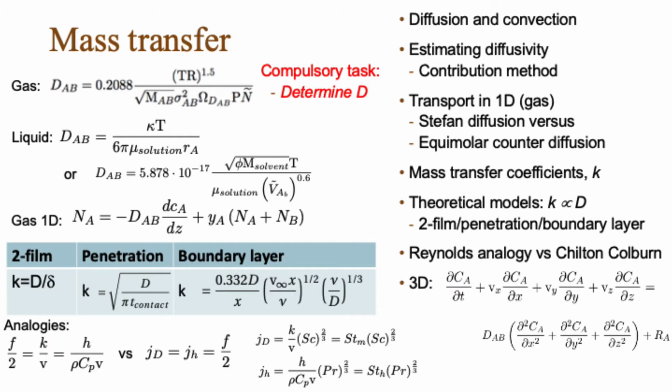The mass transfer section is the theoretically heaviest part of the course, and the student should be able to understand the molecular scale causes of the diffusion, estimate diffusivity in gases and liquids, as well as making calculations including diffusion and convection on the macroscopic level. We regard the link between diffusivity and mass transfer coefficients, which vary depending on which theoretical model is most suitable, to be important for the understanding of this section, as well as being able to apply Reynolds analogy and the Chilton-Colburn analogy. In the compulsory task, the students determine diffusivity in air experimentally.